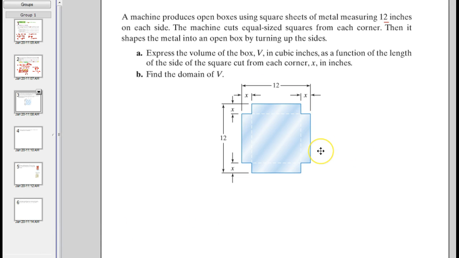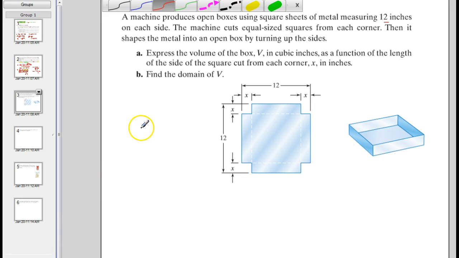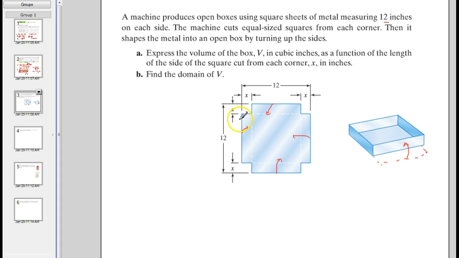All right, now think about this thing once it's folded up, what it's going to look like. So this is what's being folded up. These sides right here are being folded up. They were down here, and when they get folded up, they determine these heights. So since this length right here is x, and this length right here is x, these are determining this height right here. So this piece right here is x.